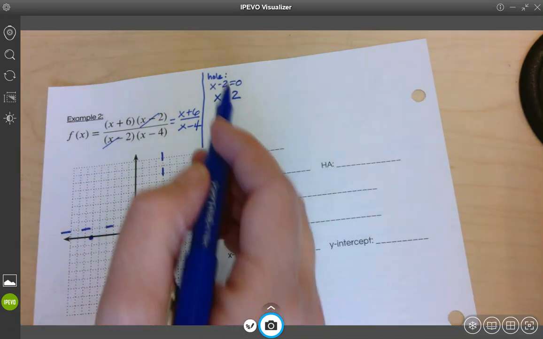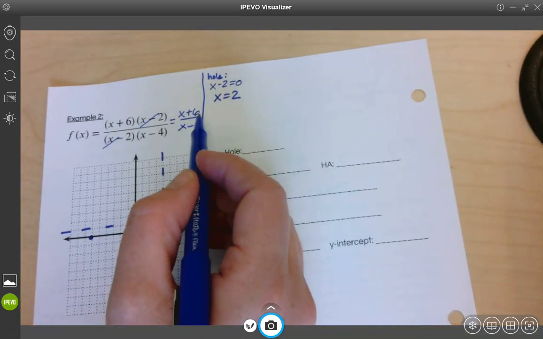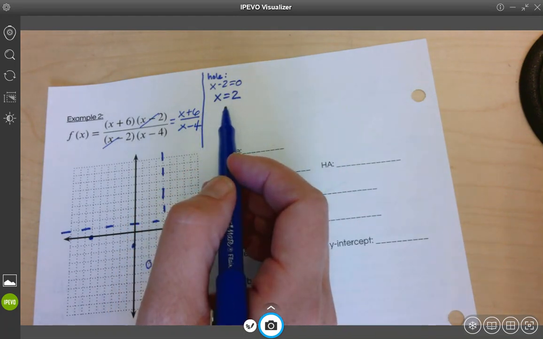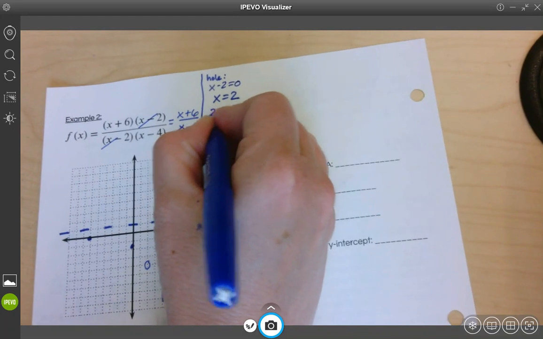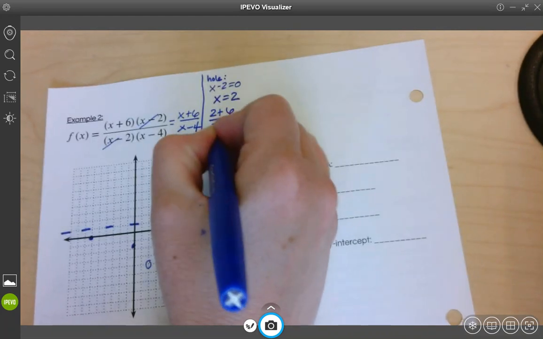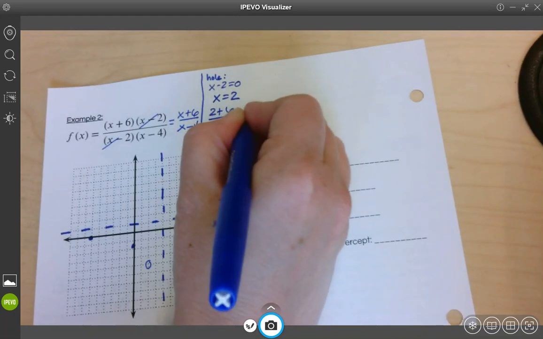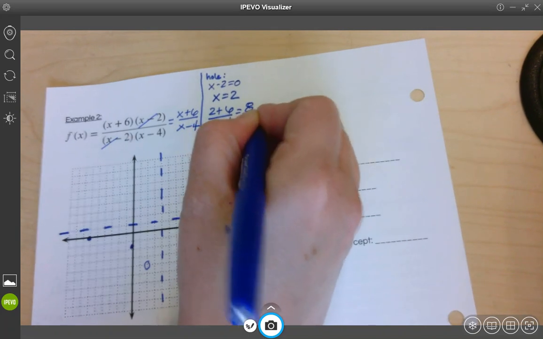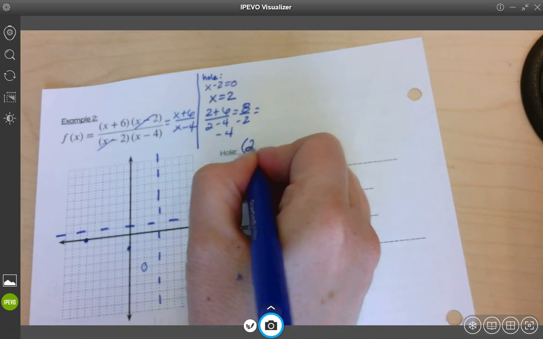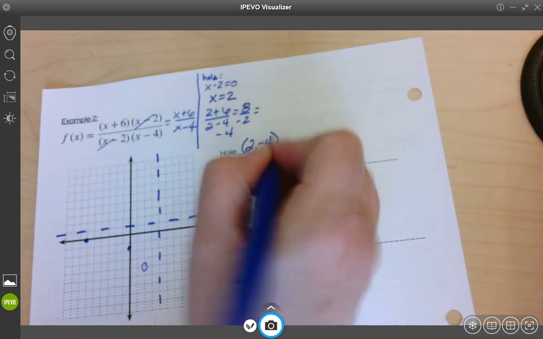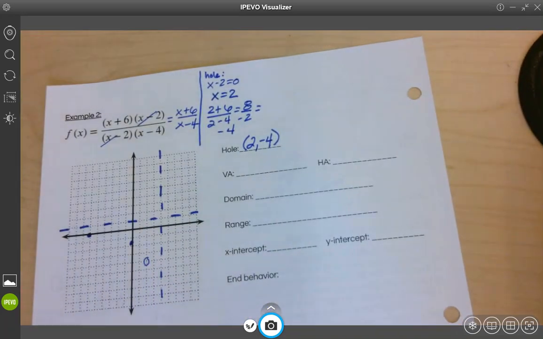Then we're going to take that 2 and we're going to substitute it into the simplified function, 2 plus 6 over 2 minus 4. And I'm getting negative 4. So for my hole, I got 2 comma negative 4, and I graphed this empty dot at 2, negative 4.